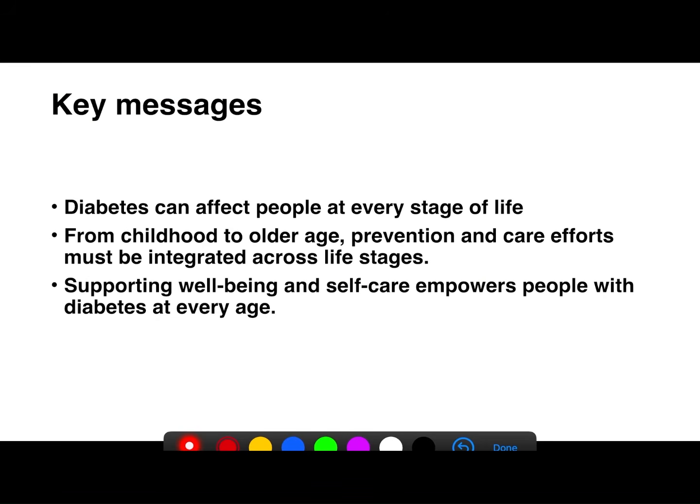The key messages are: diabetes can affect people at every stage of life. From childhood to older age, prevention and care efforts must be integrated across the life stages. Third, supporting well-being and self-care empowers people with diabetes at every age.